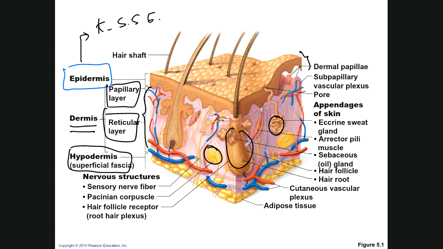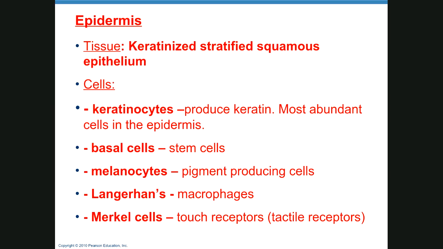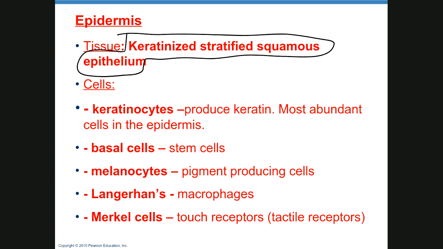So what we're going to do is we're going to take these 2 layers one at a time, and we'll talk about the epidermis first. Now, the epidermis is made of epithelial tissue. You do have to know the specific type of epithelial tissue, keratinized stratified squamous epithelium. Now, remember that the epithelial tissue has a couple of characteristics. One of them is that it's avascular, and that's why it needs the connective tissue underneath to support it and give it nutrients and oxygen.